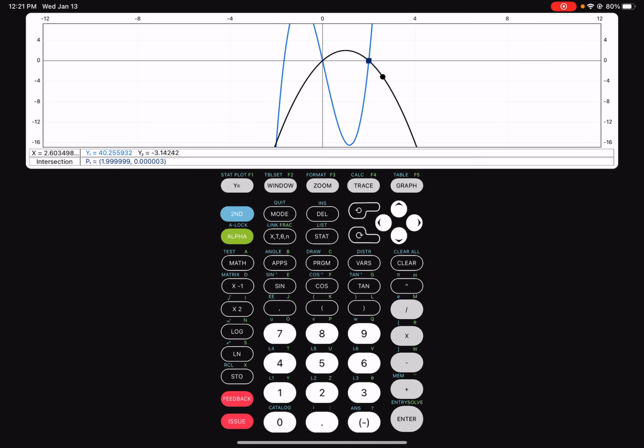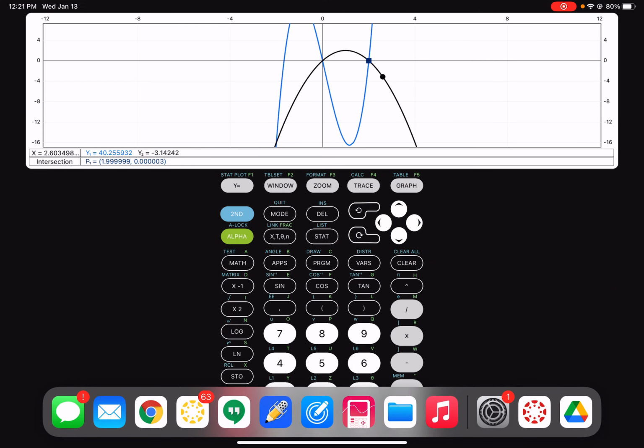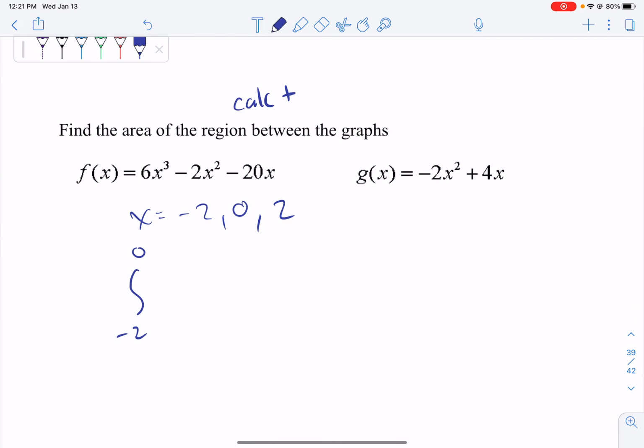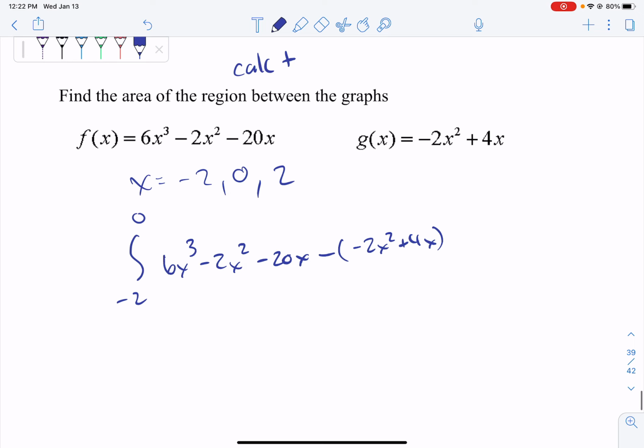But when I go from -2 to 0, that blue graph is the graph on top. My blue graph is my top graph. So 6x cubed minus 2x squared minus 20x is going to come first. Then I'm going to minus -2x squared plus 4x. That's one of my integrals.